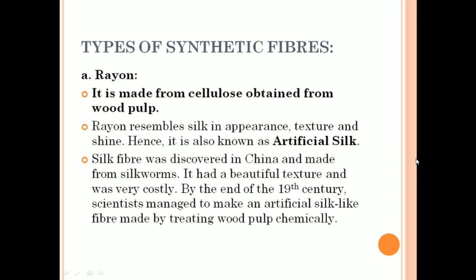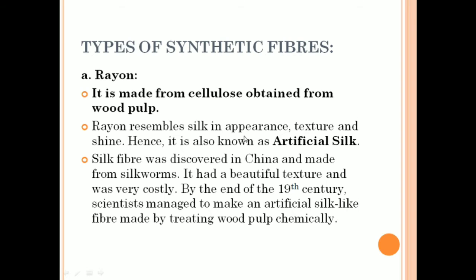Now let's see types of synthetic fiber, which are the types and which are the examples. This is rayon. Let's see what is rayon. It is made from cellulose obtained from wood pulp. How is rayon made? It is made by using cellulose that is obtained from wood pulp. We all know that wood contains cellulose. So that cellulose is extracted from the wood, and rayon is made out of that.